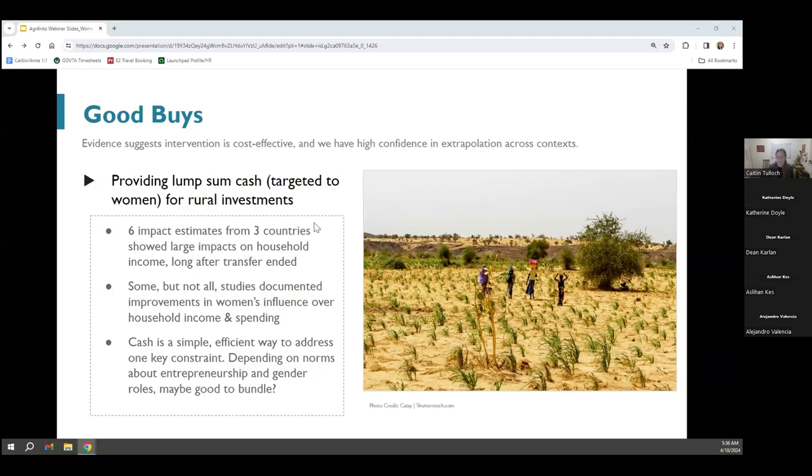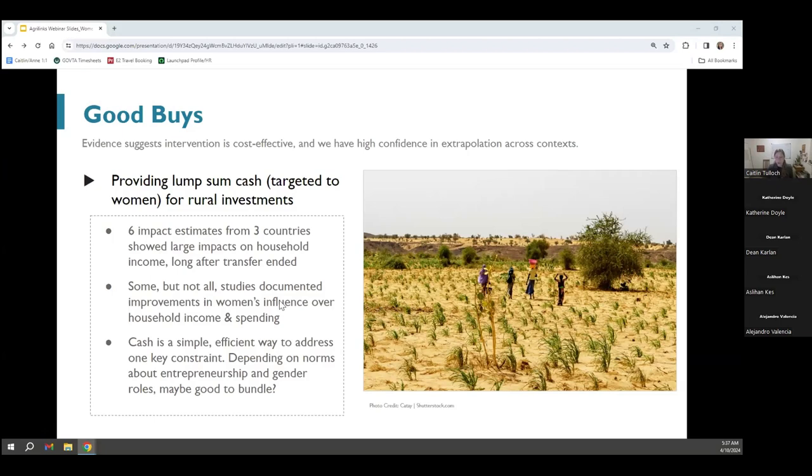And amusingly, it wasn't even on our initial list of interventions, but colleagues at the World Bank Gender Innovation Lab reminded us of the number of interesting studies on this. And when you take the 6 impact estimates available from across 3 different countries, what you see from these unconditional household grants, and this is not social protection cash with long-term streams of smaller amounts, but lump sum larger amounts that you can think of as a grant, you see really large impacts on household income.